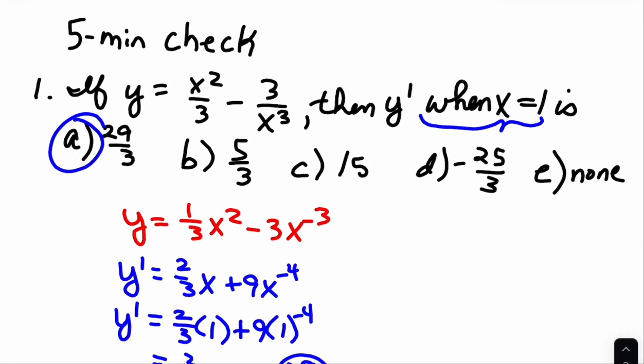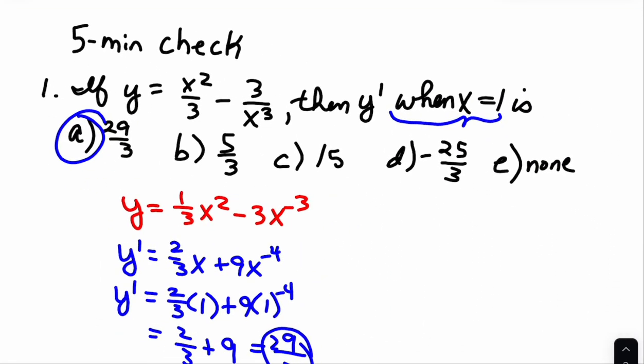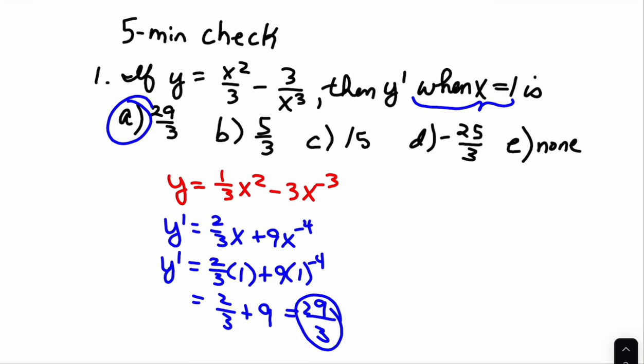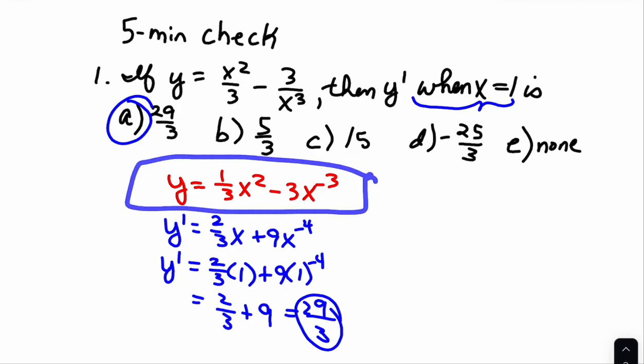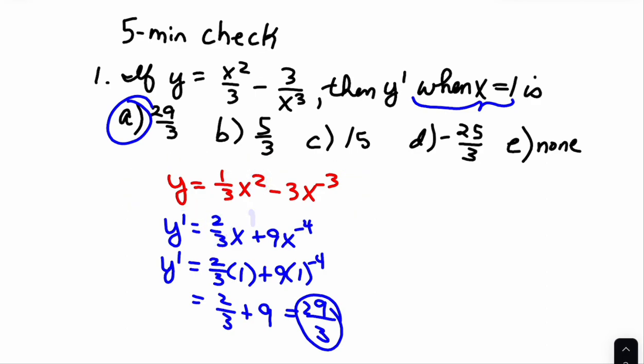If we make it more derivative-friendly, you would want to rewrite it like that. And then when we take the derivative, remind you what happens. The 2 comes down in front. That's why it became a 2/3. The power goes down by 1, so that's x to the first. The -3 comes down in front. That becomes a +9. The power goes down by 1.